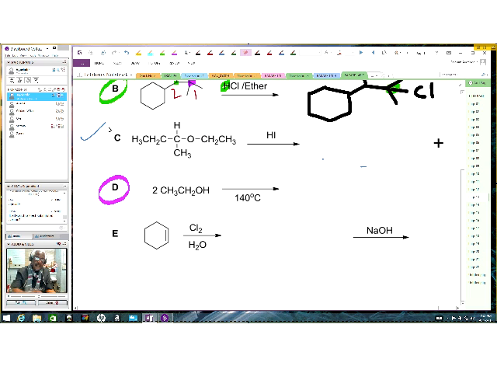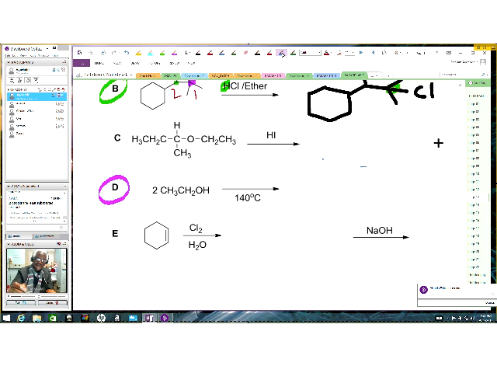Okay, for D, what do they have here? Actually, there was an error here. I talked with Dr. BAKARE about this. Something is missing here. This is supposed to be a catalytic amount of sulfuric acid, or acid. Okay.